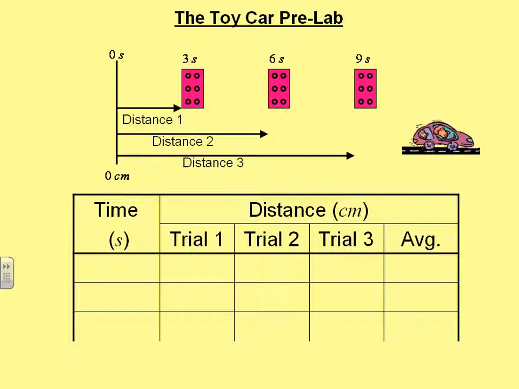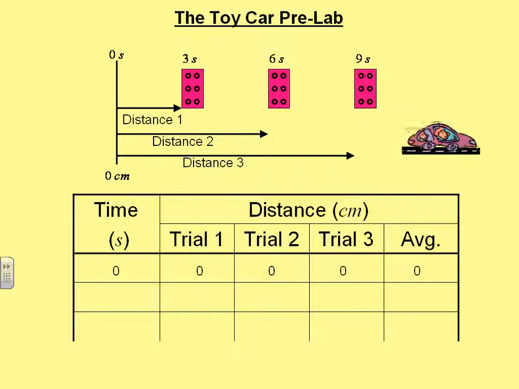Now, notice how we're doing the lab. Since we're starting the stopwatch right when the car gets to the 0 centimeter line, we do have a true 0, 0 point that we can put into our data table. And everything should work out well after that.